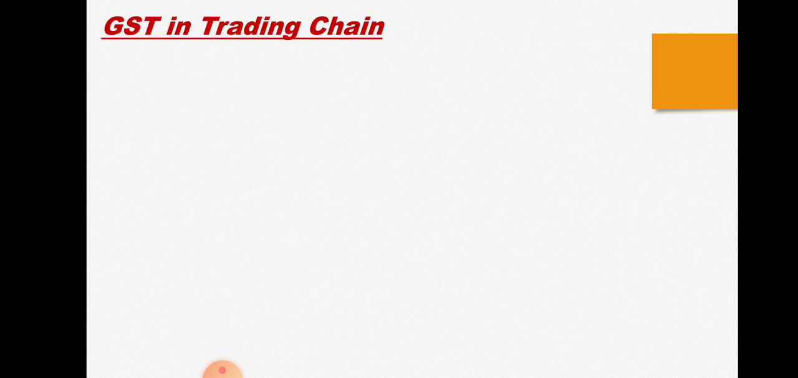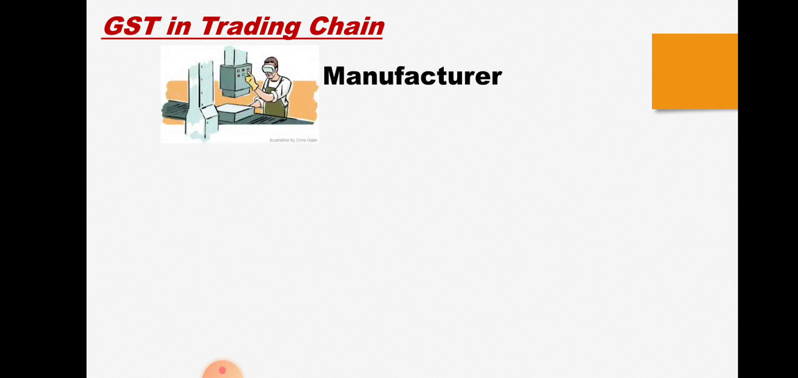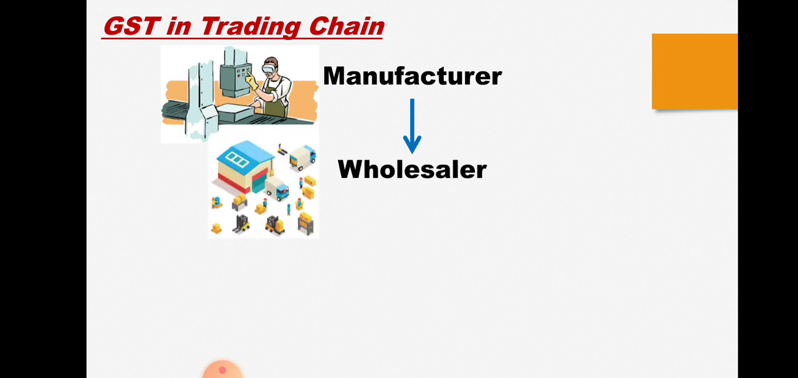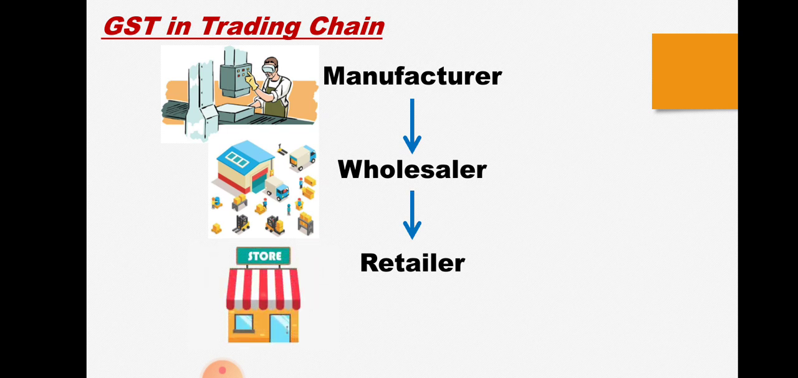First, we will see what a trading chain is and how GST is paid and collected in this trading chain. The chain starts from the manufacturer, who produces any good. After producing a good, the manufacturer passes the product to the wholesaler. Wholesalers are also known as distributors, as they distribute that product to the various retailers. The product made by the manufacturer is made available in the store, and the customer easily consumes that product from the store.